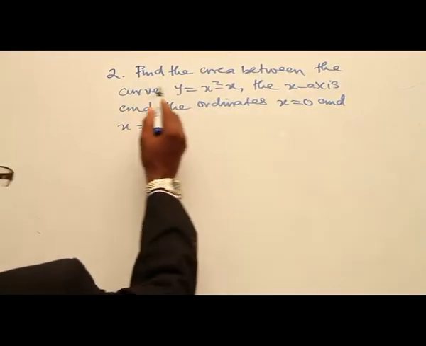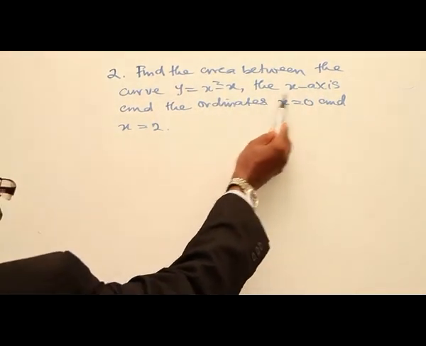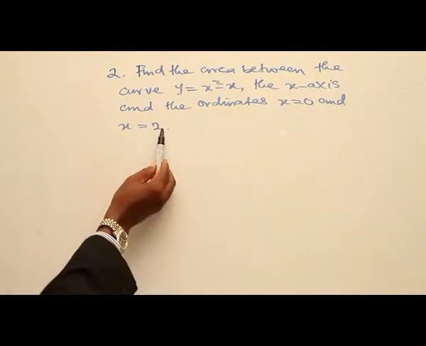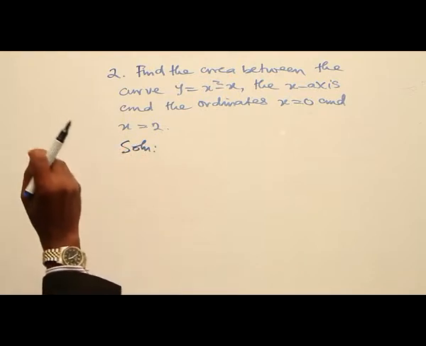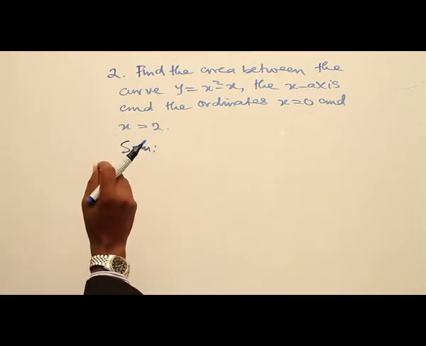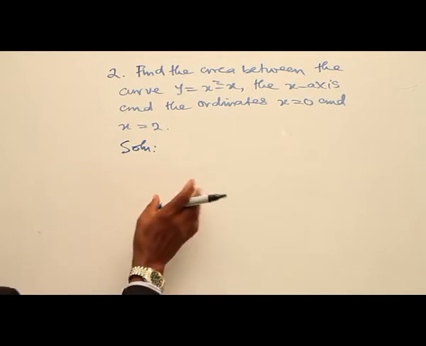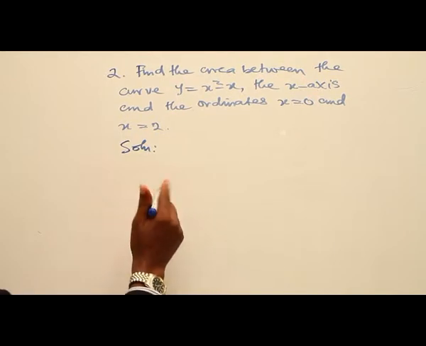Example number 2. Find the area between the curve y equal to x squared minus x, the x axis and the ordinates x equal to 0 and x equal to 2. Solution. First and foremost, you will recall I told you that you have to sketch the curve so that you are able to determine the region where the solution lies. It can be positive and at the same time negative.